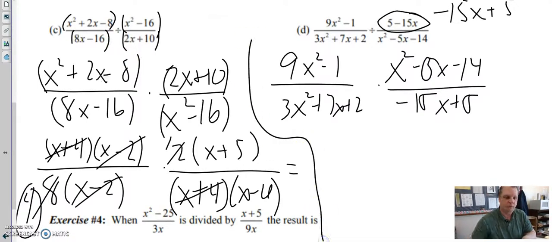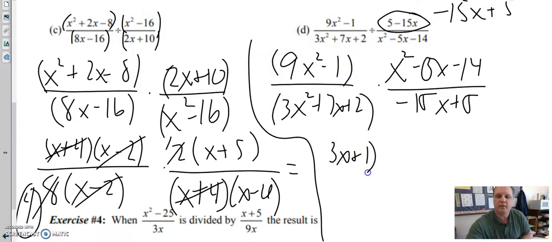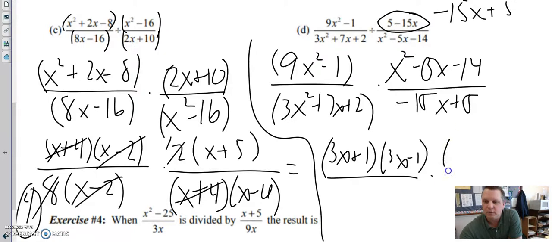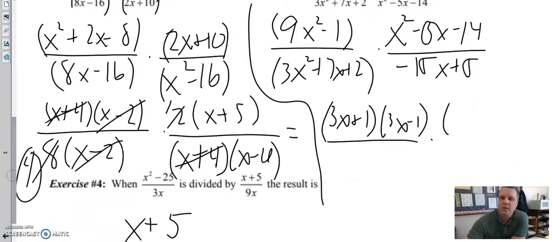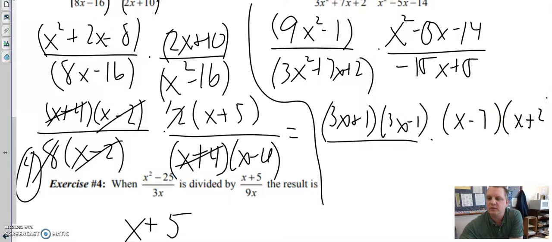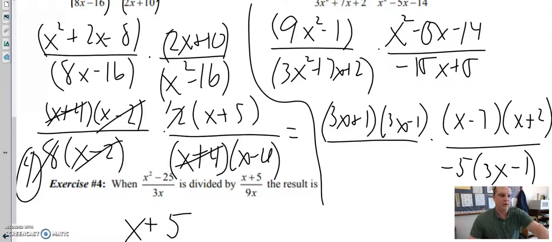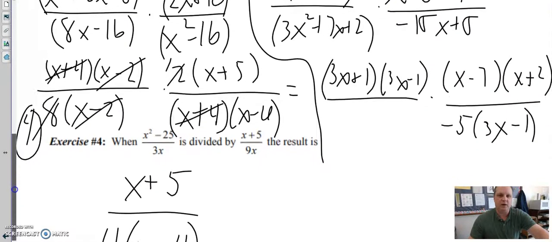Okay, so I'm looking at my time. So this numerator, the first one, 3x plus 1, 3x minus 1, times, I'm going to hold off on that denominator. This numerator here is x minus 7, x plus 2. Then we take out a negative 5, and we're left with 3x minus 1. Okay? Some people are having problems with arcing.